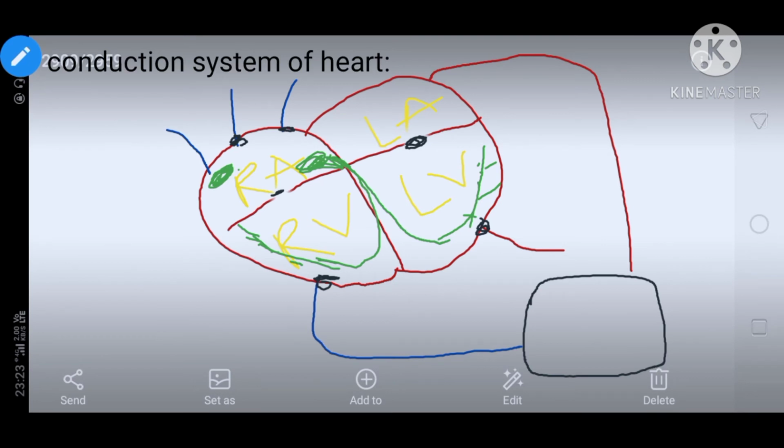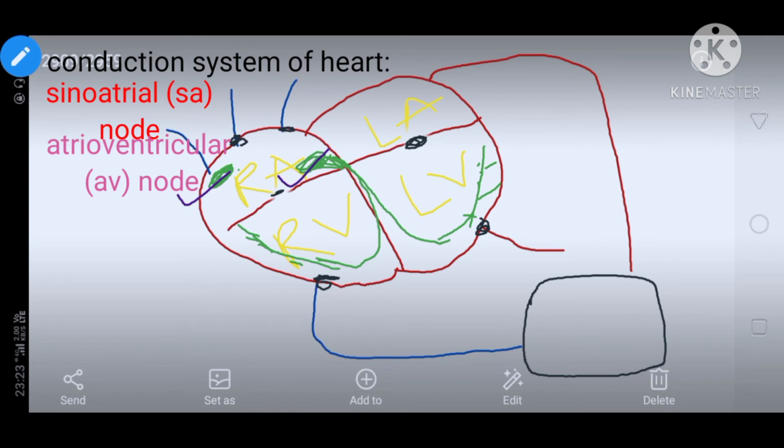Now let us study the conducting system of the heart. The conducting system of the heart basically contains auto-excitable tissue, meaning they can generate self-action potential. So this nodal tissue contains the SA node or the sinoatrial node located at the right upper corner of the right atrium. Then the AV node or the atrioventricular node located at the lower left corner of the right atrium.